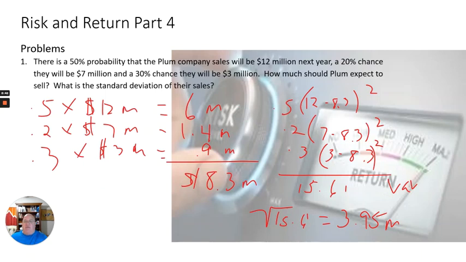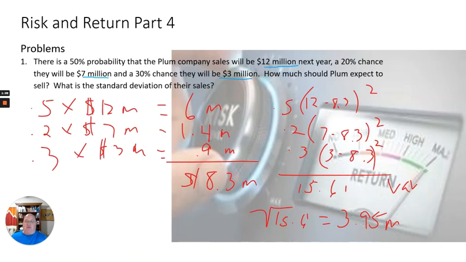In this case, we have a 50% probability that they will have sales of $12 million or more during the year, a 20% chance that they'll have $7 million, and a 30% chance that they will actually have $3 million. So there's your 50, 20, and 30%. There's your 12, 7, and 3 million. And once again, to get the expected sales, all you have to do is multiply across and add down.